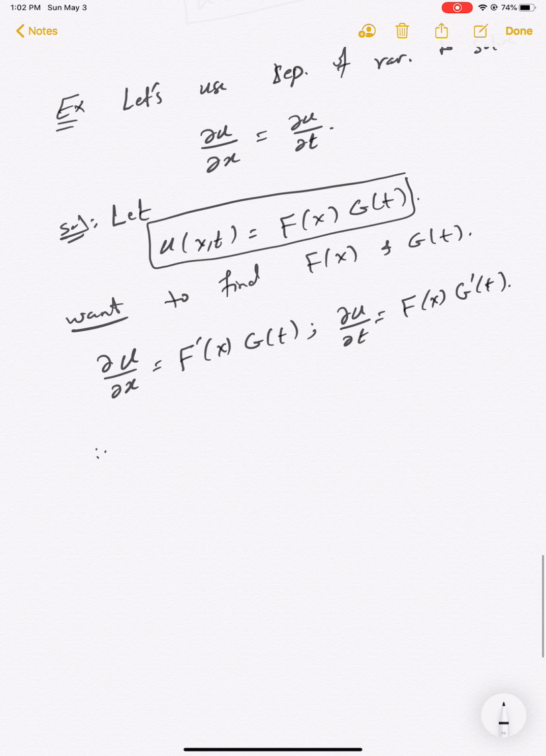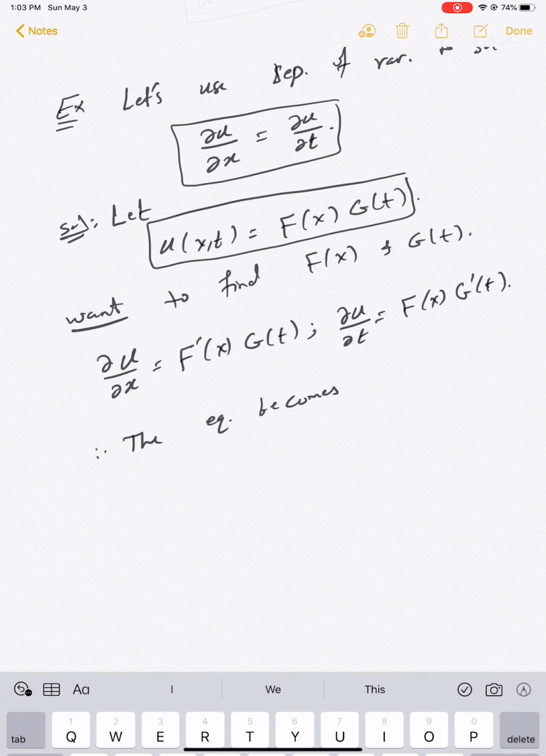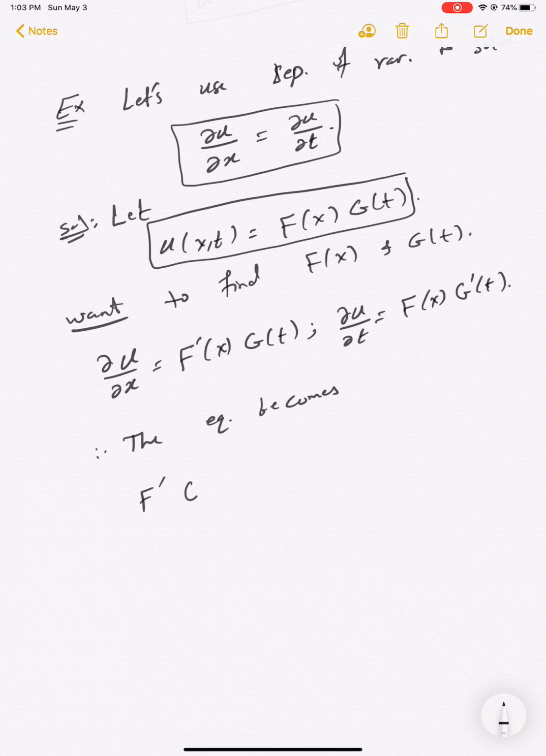So what is your equation? Now my equation is this: partial u with respect to x equals partial u with respect to t. After finding the derivatives, you just substitute. The partial derivative with respect to x is f prime times g. I'm not writing f of x, g of t; we understand that implicitly. It equals the partial derivative with respect to t, which is f times g prime.